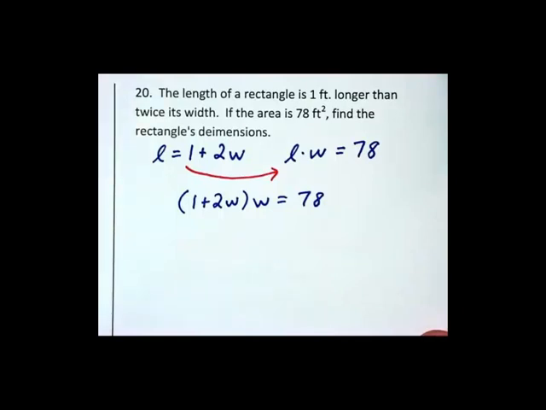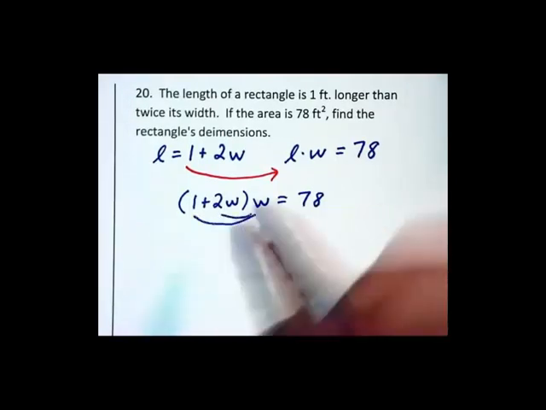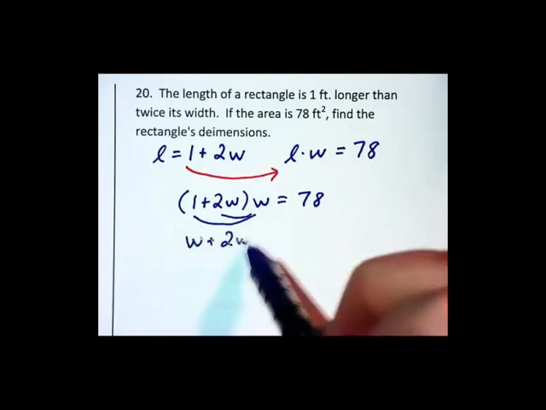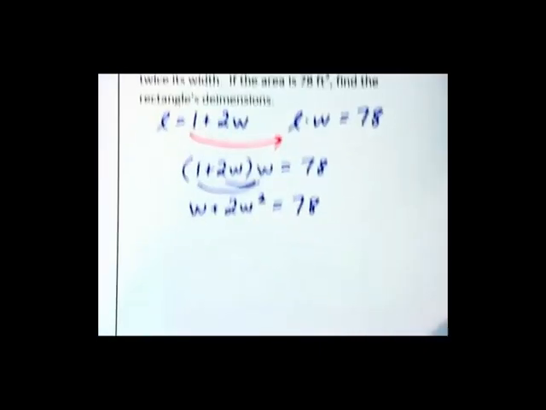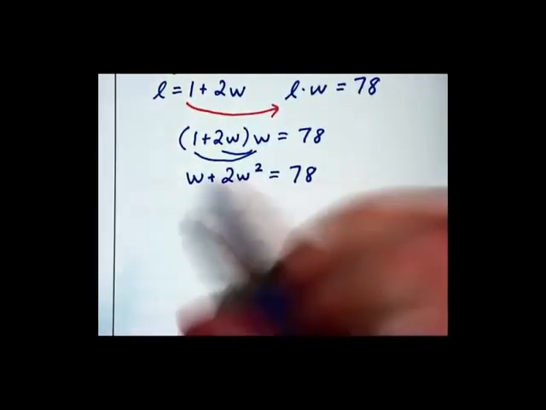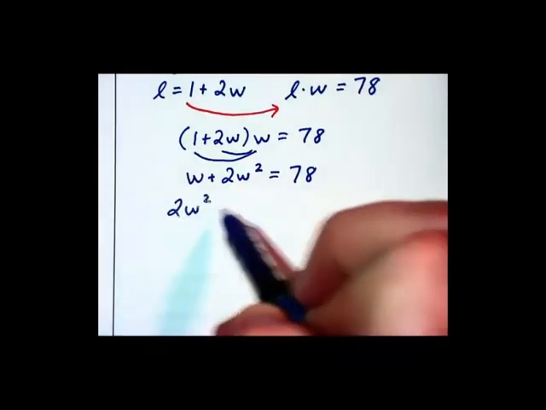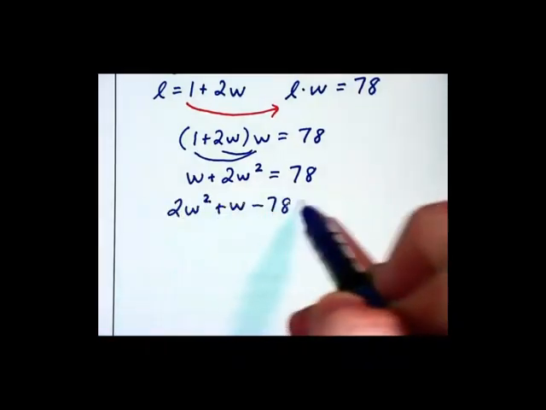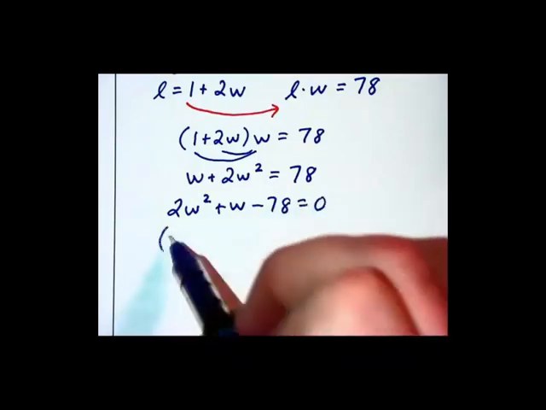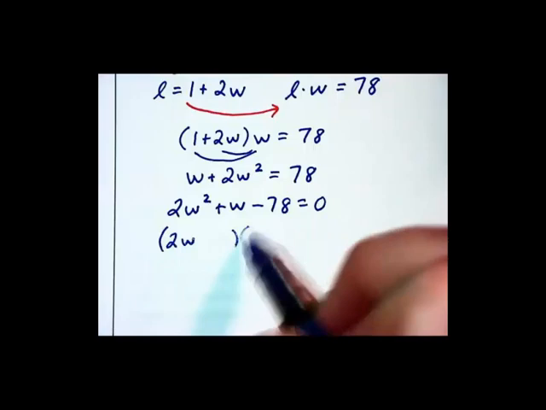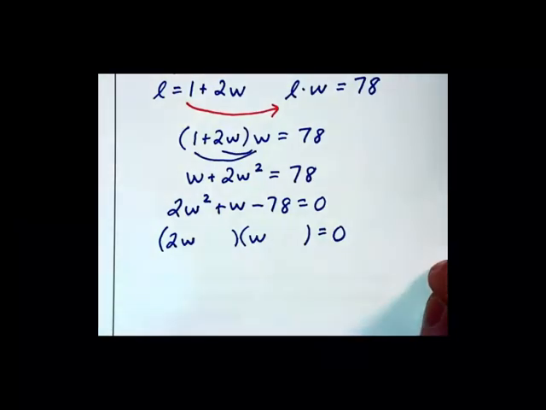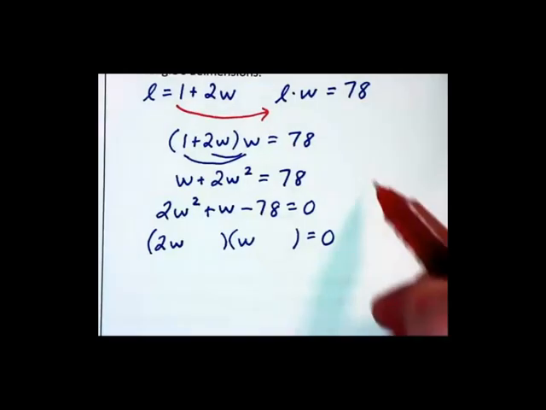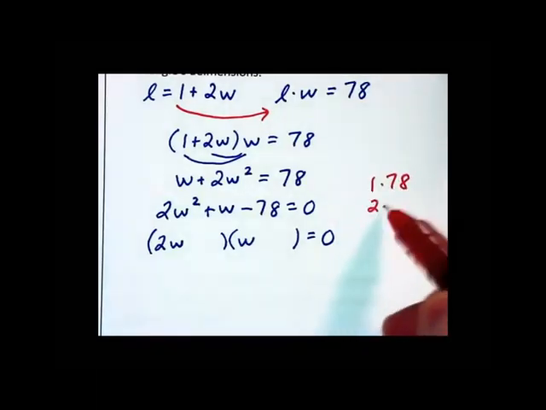Okay, let's do some distribution. W plus 2w squared equals 78. This is quadratic, so we're going to set it equal to 0, and I want to rearrange the left into a descending order before I subtract that 78. We know that it's got to be a 2w times a 1w for that 2w squared to come out. Now I just need a multiplication problem that makes 78. Yuck. 1 times 78. 2 times 39.